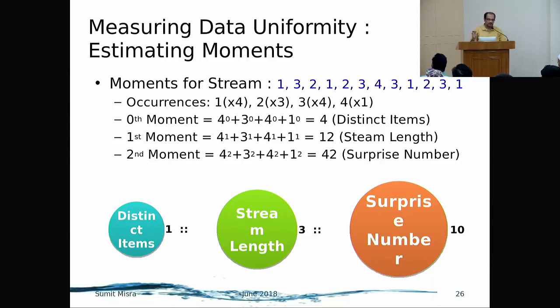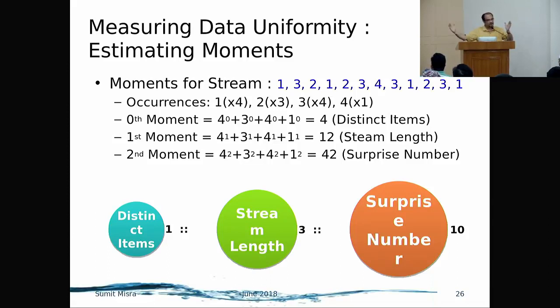Now there's a concept of moments. That means you see various numbers here and you see their frequencies, and if you raise the frequencies to a power, that is called the moment. The 0th moment is how many distinct values you have. Here you have 1, 2, 3 and 4, that are the 4 numbers. If you raise the frequencies to the power of 0, each becomes 1, so adding them gives the number of distinct items. If you raise it to 1, you get the length of the stream that you have seen.